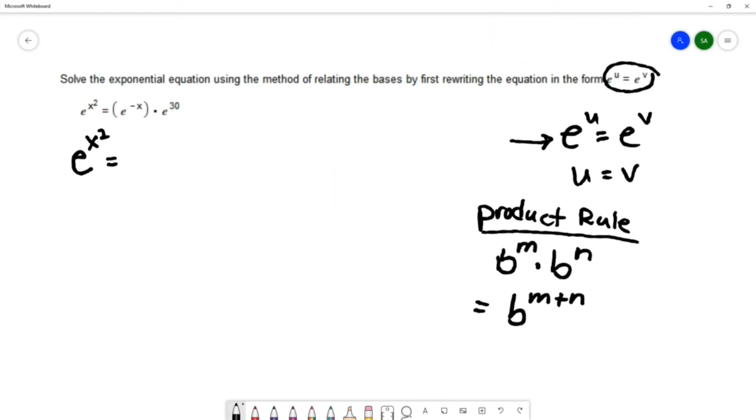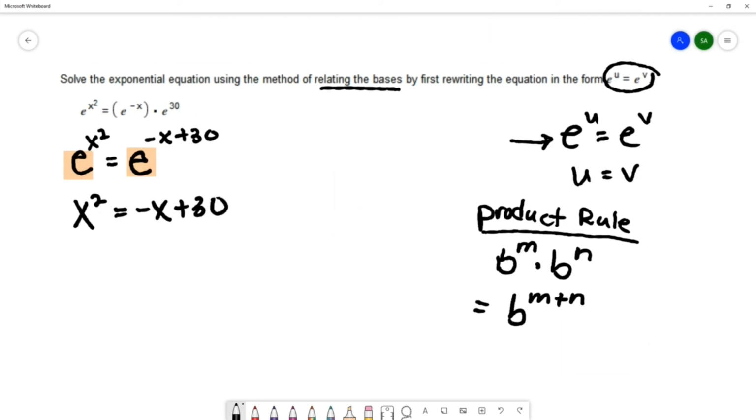So for our example, we have e to the negative x times e to the 30th. They have the same base. So we're going to be able to add those exponents and get negative x plus 30. So now we have the same base on each side of the equation, and we're going to apply that relating the bases method. And once those bases are the same, the exponents have to be equal to each other. We have x squared equals negative x plus 30.